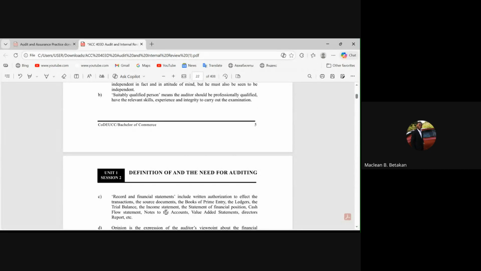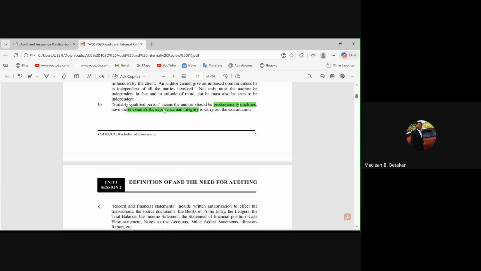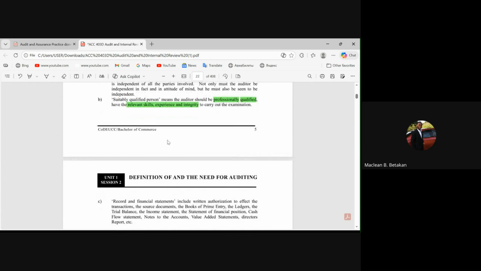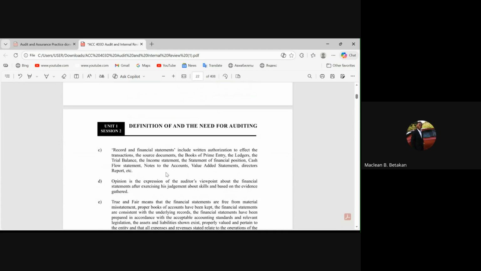So the ingredients of a suitable qualified person is that the person should have professional recognition, be professionally qualified, and should have the relevant knowledge and skill. So if I ask you to state the ingredients of a suitable qualified person, will you be able to do that? Yes, sir.